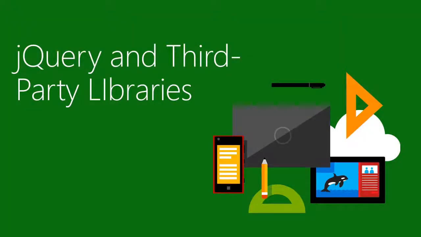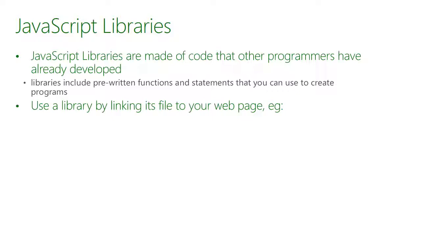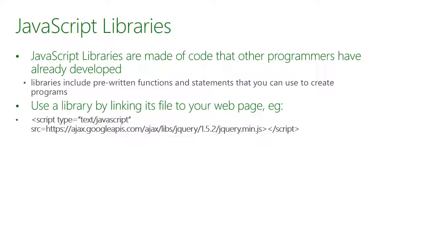jQuery and third-party libraries. JavaScript libraries are made of code that other programmers have already developed. So libraries include pre-written functions and statements that you can use to create programs. It's a bit like going to the library and taking out a book that somebody else has already written, to save you the bother of having to write it yourself. You can use a library by linking its file to your web page, as in that example.